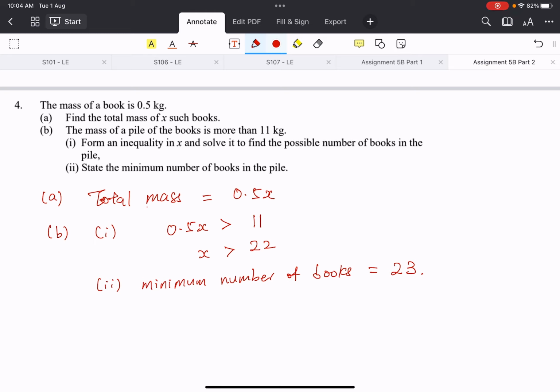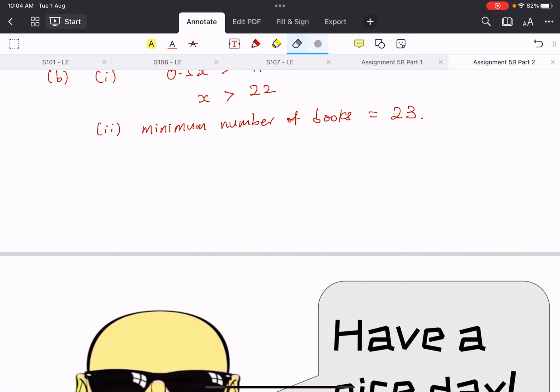Right, so these are some word problems for you to try out to see if you have understood the chapter on inequalities. I hope you have been successful.